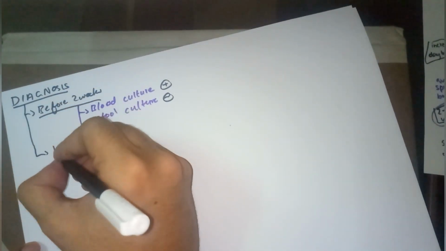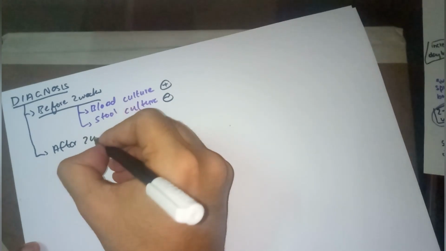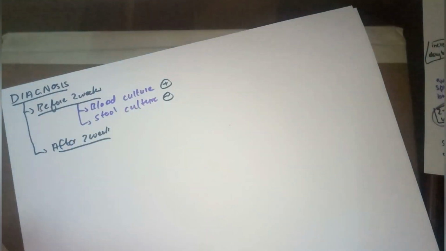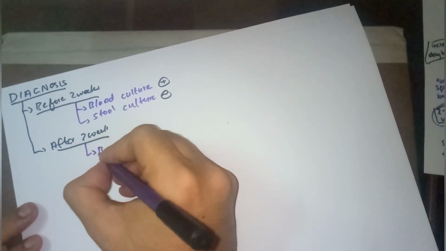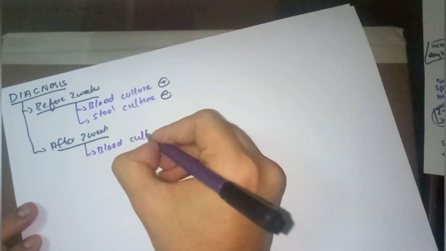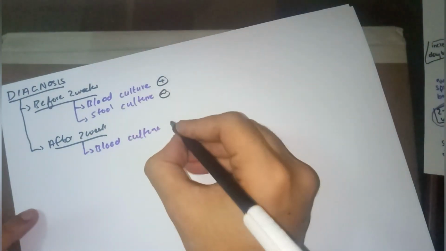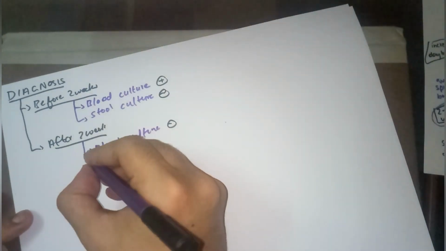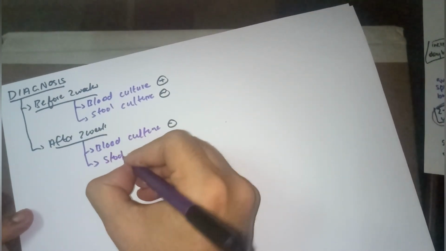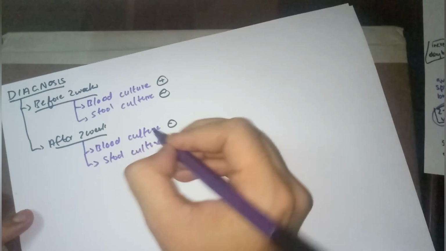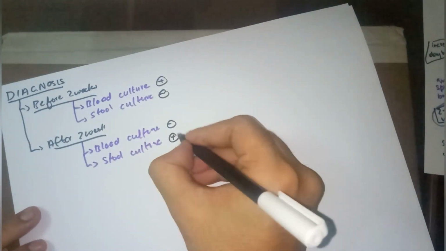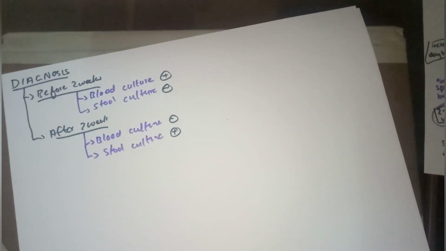But if he comes after 2 weeks, then there is gonna be a funny thing which will happen. After 2 weeks you will do blood culture, then the blood culture will be what? Blood culture will be negative. And if you do stool culture, then it is gonna be positive. So what does it show? That if a person comes after 2 weeks after bacteremia has occurred, then you must do stool culture, but you can also do blood culture, both as well.